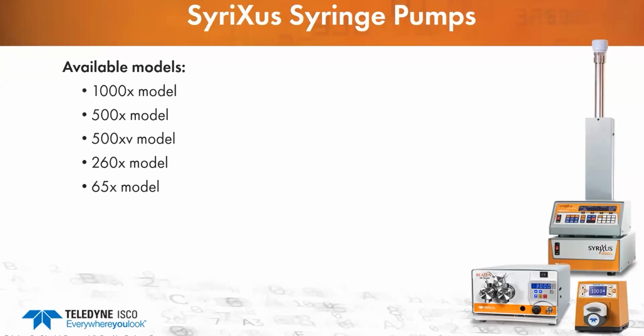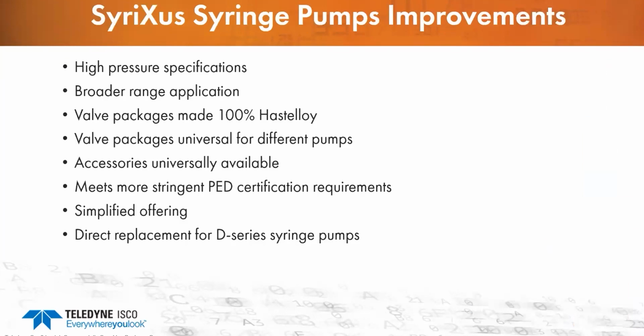All right, let's look at each model of Syrixis pumps individually. We standardize on 5 models with different cylinder volumes, flow rates, and pressure capabilities. Some of the improvements that we have made when we switched from D series to Syrixis family are: a few models have been updated with higher pressure. We have upgraded all valves with universal capabilities and 100% Hastelloy, as well as created universal accessory kits.